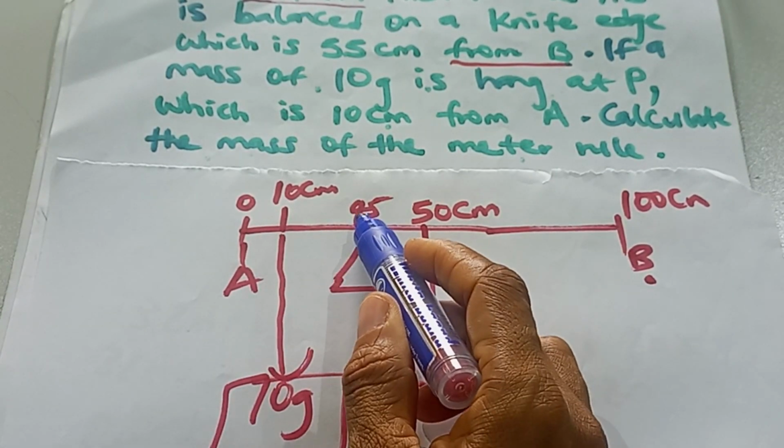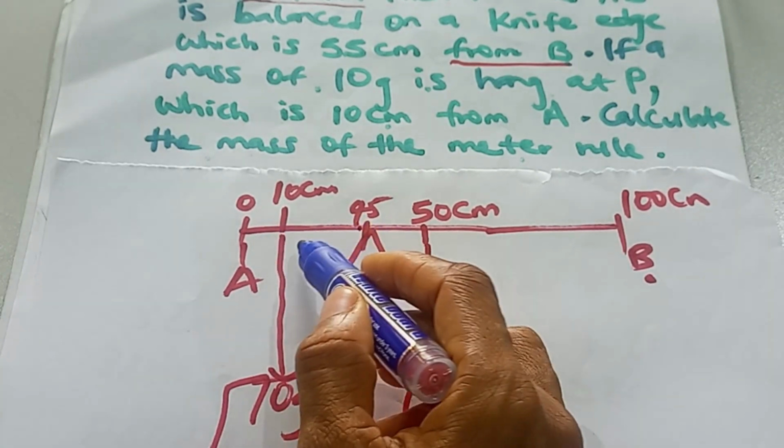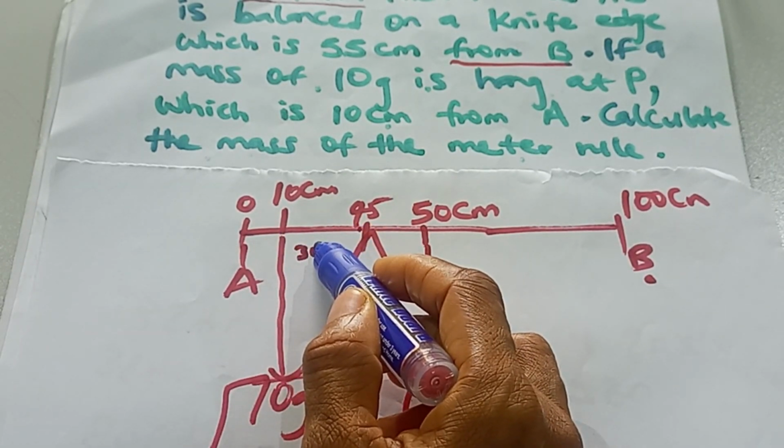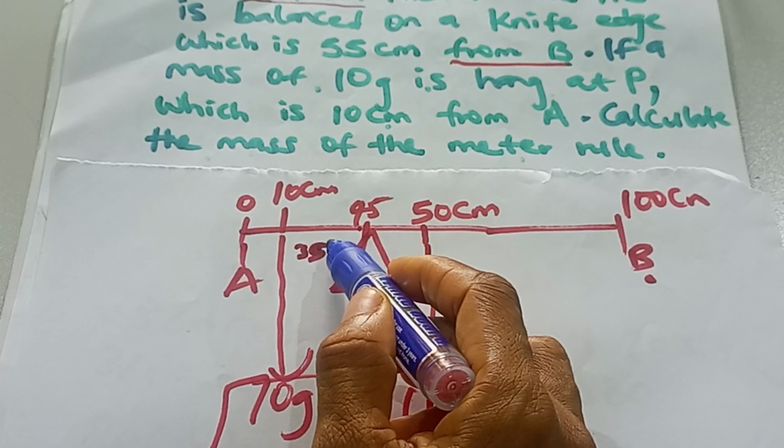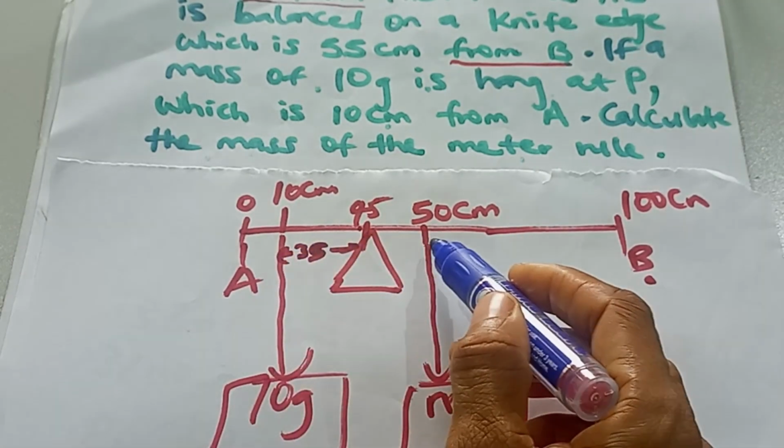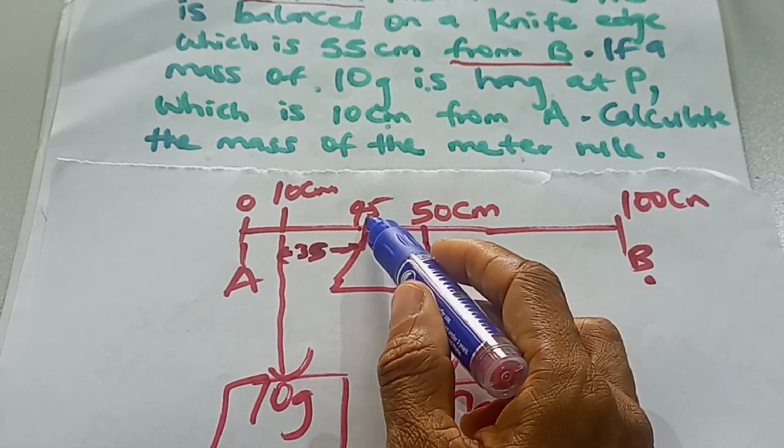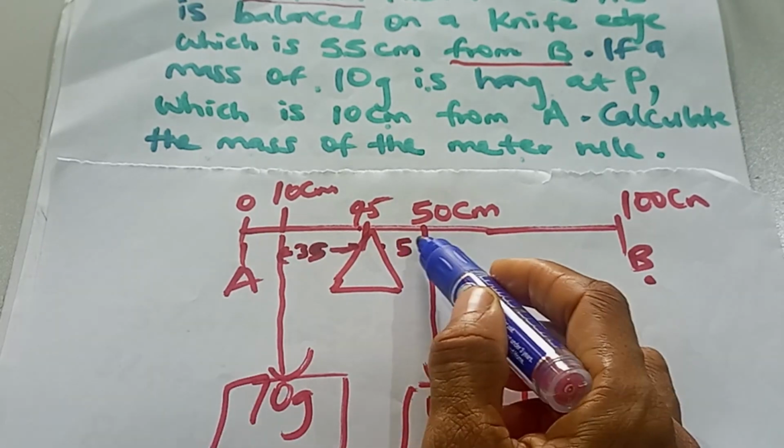Now, what's the distance from here to here? 45 minus 10 here is 35 cm. That's from here to this point. Now, what's the distance from here to here? 50 minus 45 is 5.